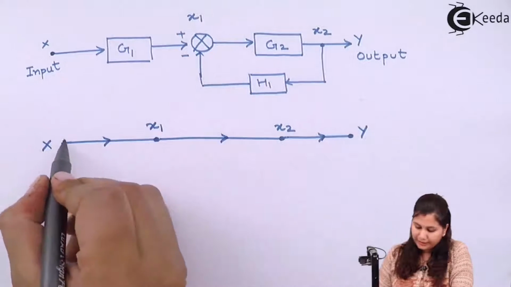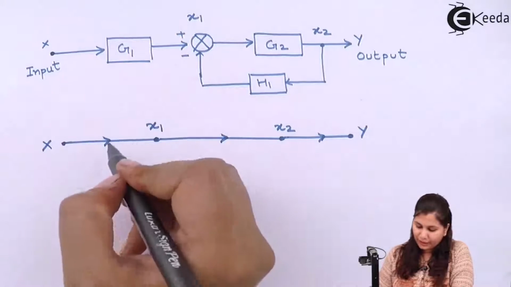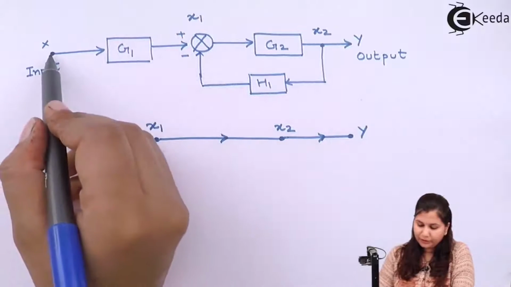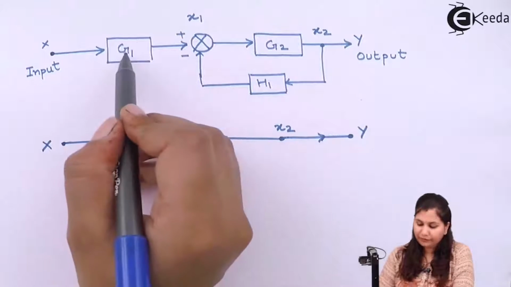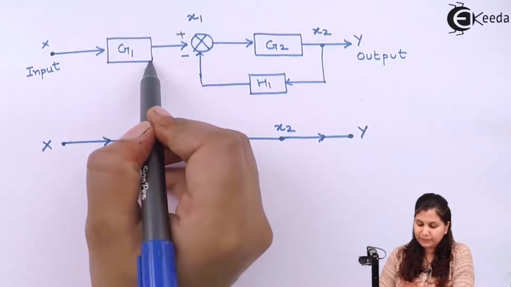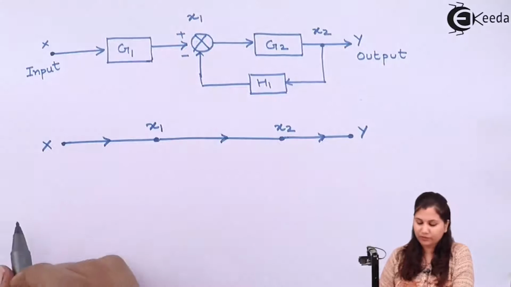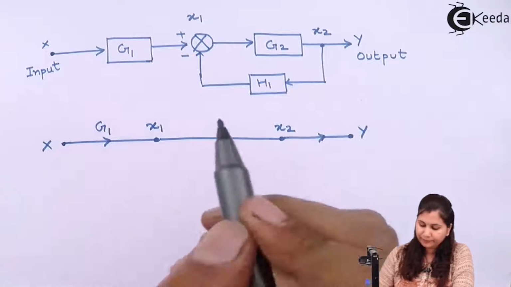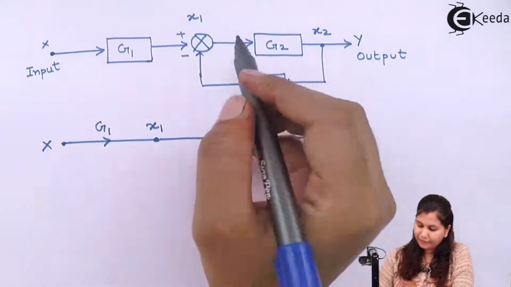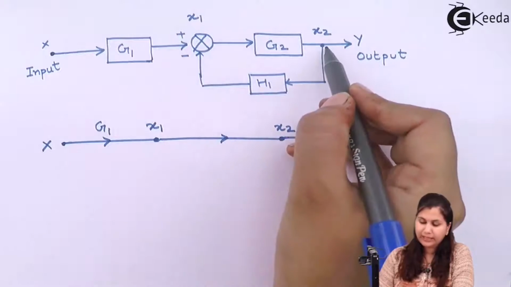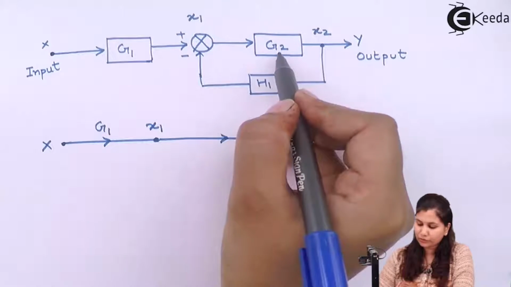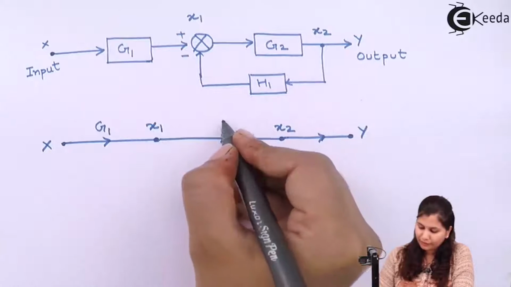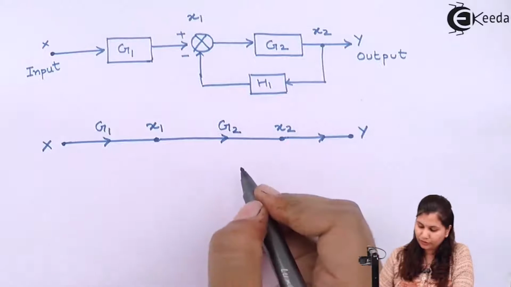Now let's write the transmittance. Between the node x and x1 we have the block having the transmittance or transfer function G1. So on this arrow, we will write the transmittance. Then between x1 and x2, we have the block G2. So we will write the transmittance G2 here.